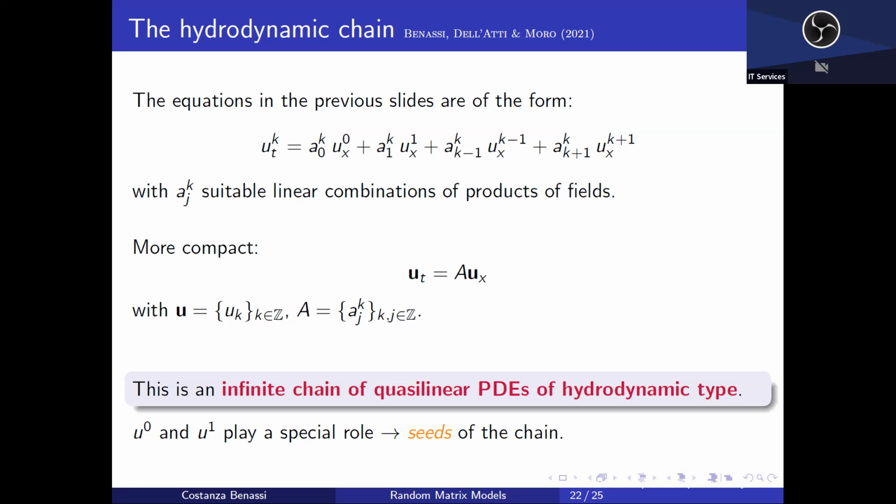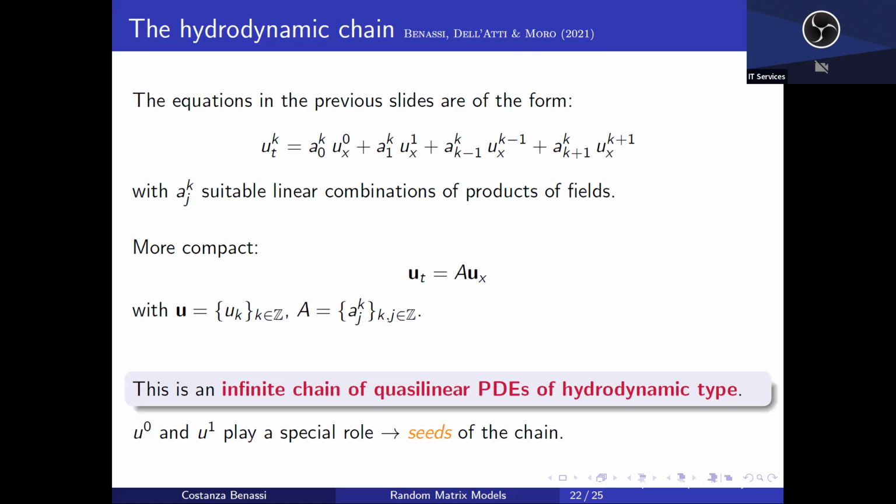And what we have is what is technically called an infinite chain. You can see that this is a system of quasi-linear PDEs of hydrodynamic type. So we have a chain of PDEs, where before we just had one PDE for each time. Now for each time, we actually have an infinite chain. So you see how the SME is way more complex than the HME.